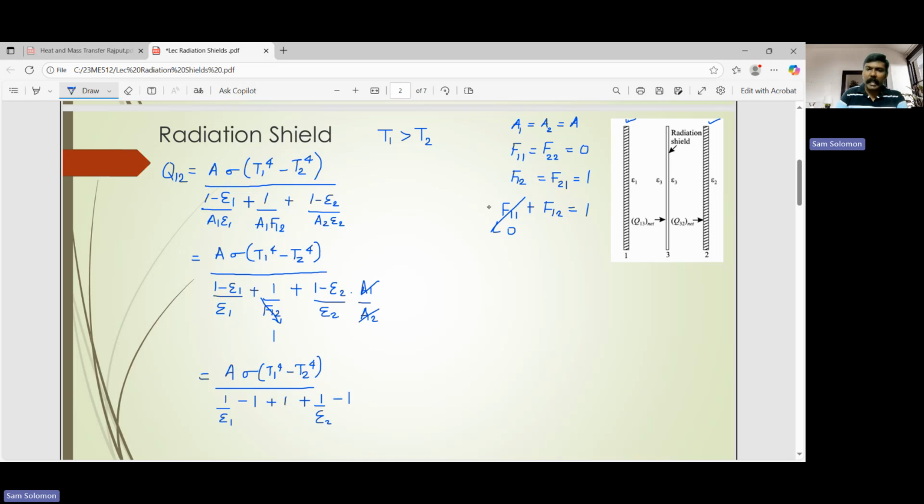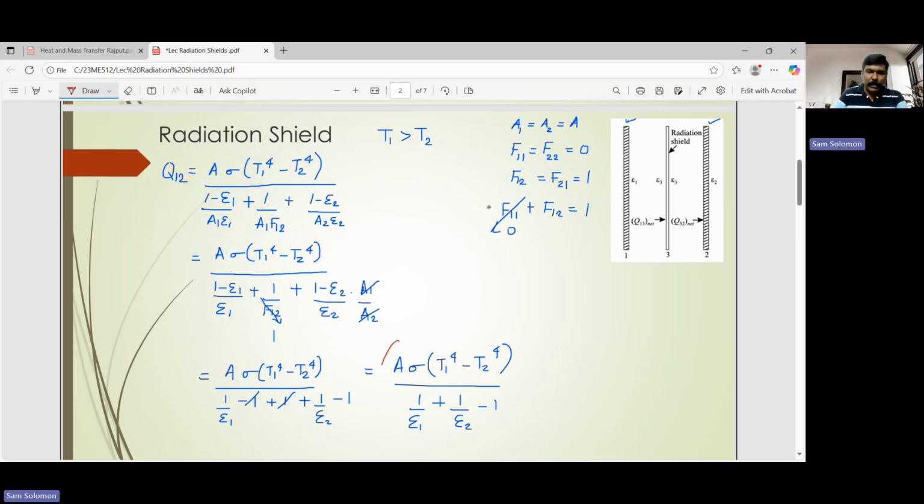That is epsilon 2 by epsilon 2 with a minus sign before it. So this minus 1 and plus 1 would get cancelled. And what you have here is A times sigma T1 power 4 minus T2 to the power 4 whole divided by 1 by epsilon 1 plus 1 by epsilon 2 minus 1. So this is the general expression that you are going to have. So let me circle it with another color.